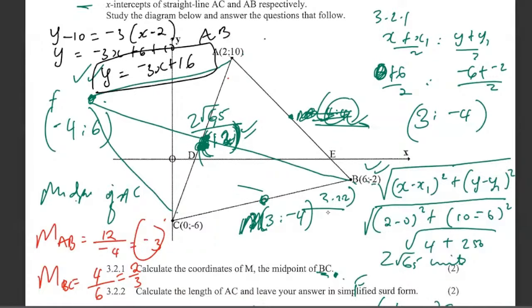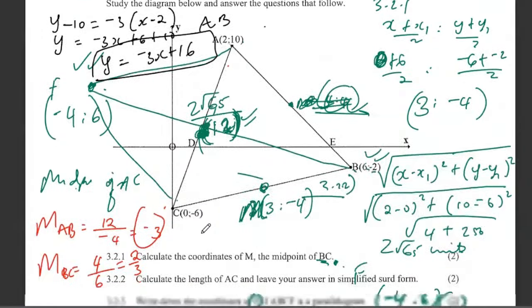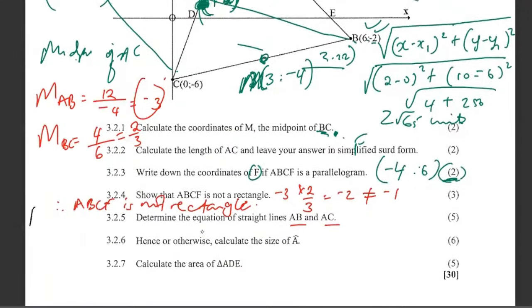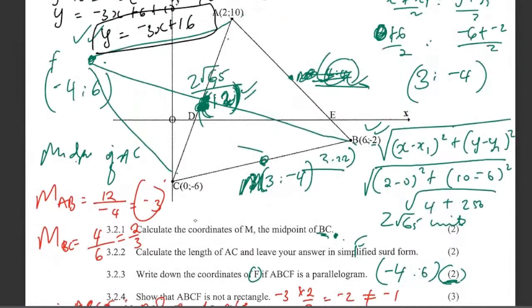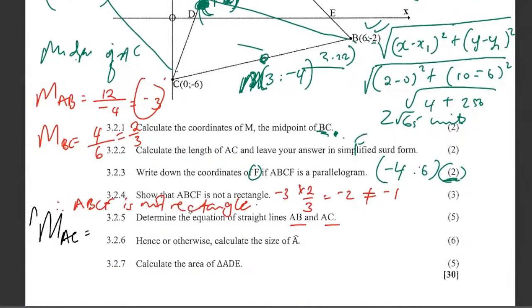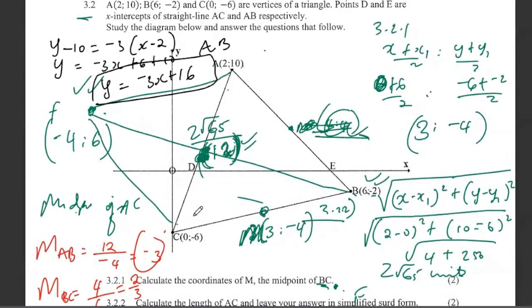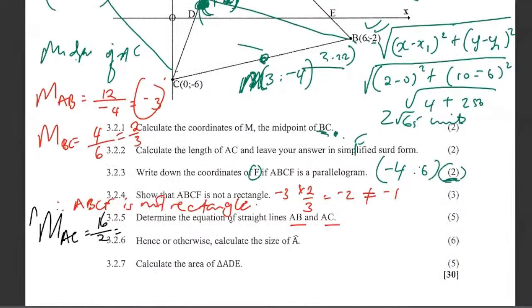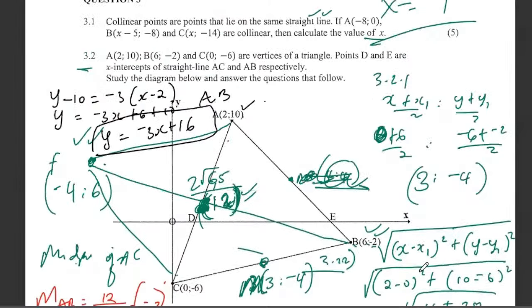Then for AC, all I need is just a gradient. I already have the y-intercept as negative 6. Okay. So my gradient of AC, we're saying 10 minus minus 6, which is a 16, over 2 minus 0, so wait a minute. So 10 minus minus 6, that is 16, which is a positive gradient. Okay, so my gradient is 8, which means the equation is going to be 8x minus 6. So this is for AC, that is for AB.